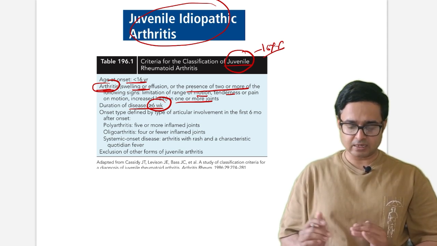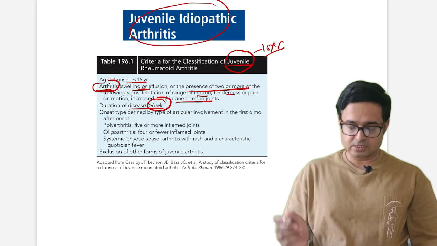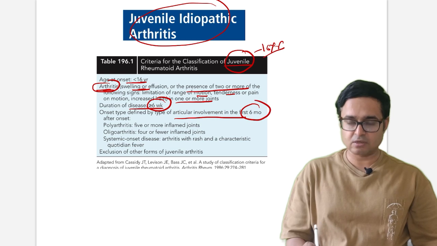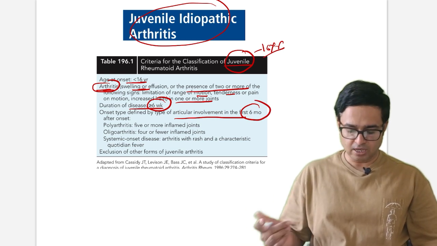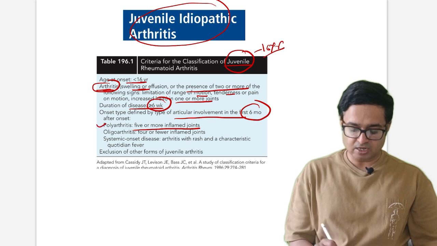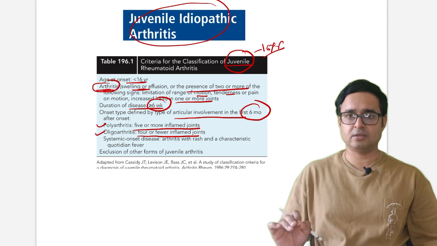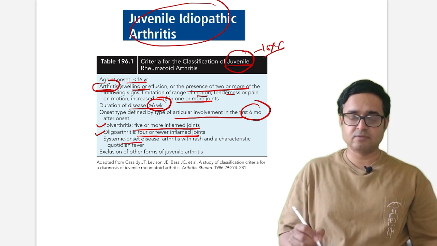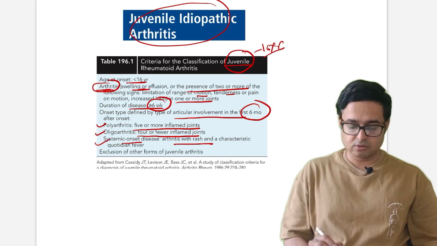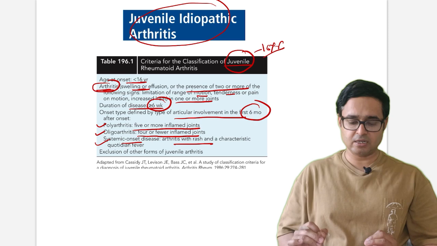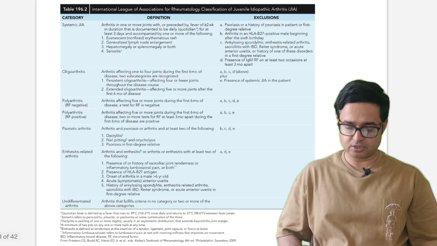Further we dissect it. At onset, we see articular involvement in the first 6 months and how many joints are involved. If they are five or more joints, it is polyarthritis. If they are four or fewer joints, it is oligoarthritis. And systemic onset disease is associated with rash and fever. So this is the classical definition of juvenile idiopathic arthritis. Just remember it, very important.